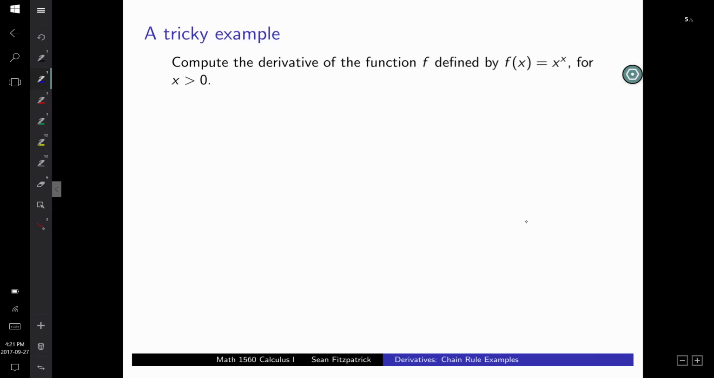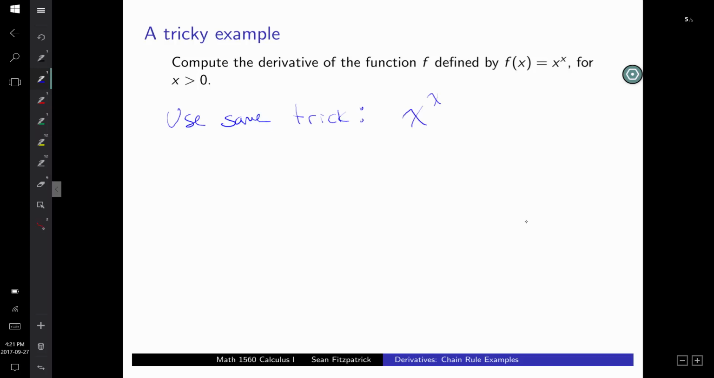Okay, now we'll end with one tricky example. A function to the power of another function, x to the power of x. How do you calculate the derivative of this thing, right? I can't treat it as an exponential function because an exponential function has a constant base. I can't treat it as a power function because a power function has a constant exponent. What do I do? Well, I use this same trick as last time.